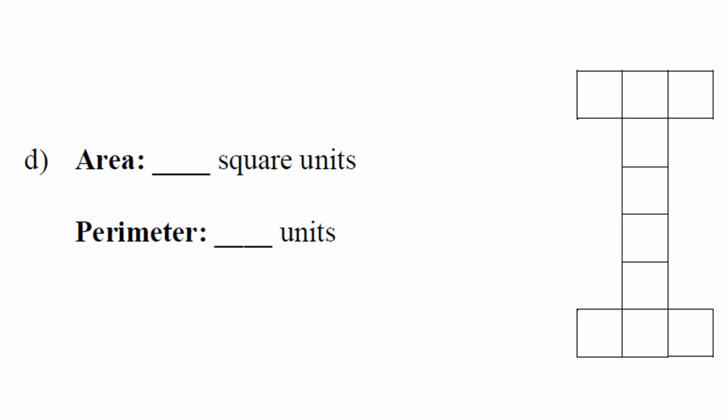Try again for letter D. Pause the video. Remember, the squares are all equal. So the area is 10 square units. I have 10 squares. The perimeter is 22. We moved around the figure.